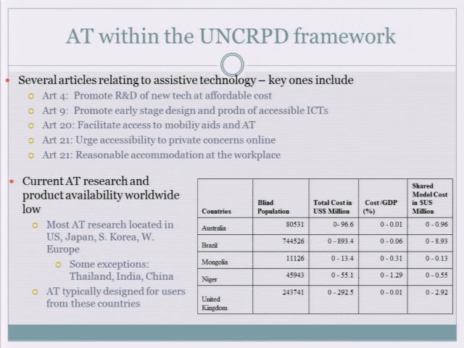Now, within the idea of assistive technology within the United Nations Convention, there are several specific articles which are important, but I'm going to highlight 5 which I think are really important. Article 4 promotes research and development of new technology at affordable cost. Then there is an article for early stage design and production of accessible ICTs. So even when you're thinking of a new technology, you already have the intention that you're not building this technology for a specific part of the population, but for everybody. Another article has states facilitate access to mobility aids and assistive technology, so every state undertakes this.